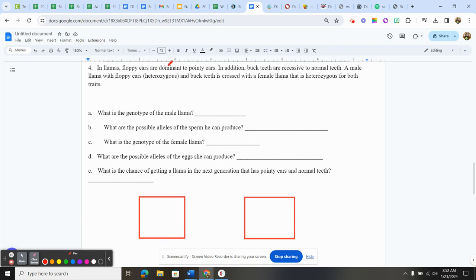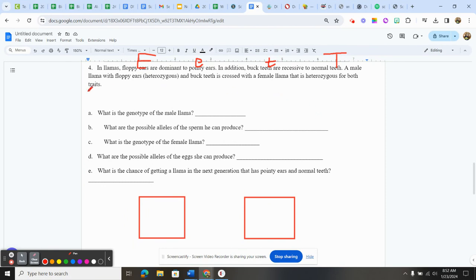Okay. So in llamas, floppy ears are dominant to pointy ears. So what letter do we want to use? Let's use E for ears. So floppy ears, we're going to make capital E, pointy ears, lowercase e. And buck teeth are recessive to normal teeth. So what do we want to use for teeth? T? Okay. So normal teeth are dominant, so that's going to be a capital T. And buck teeth are recessive, so that's going to be a lowercase t.